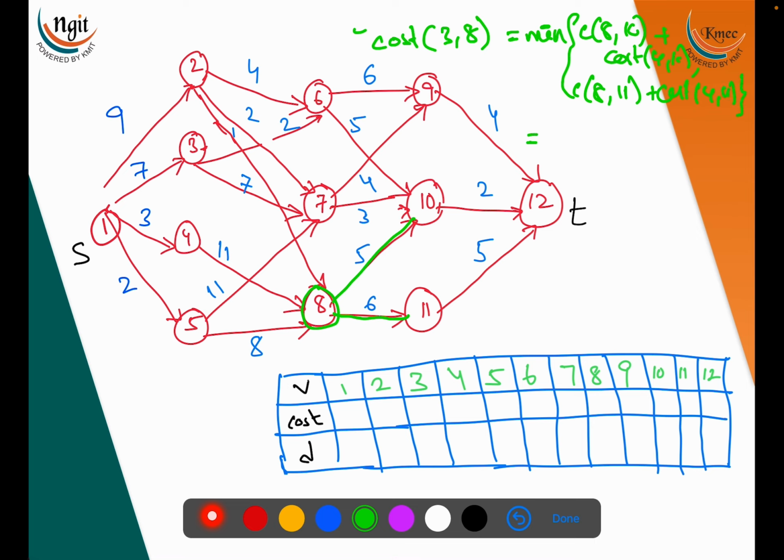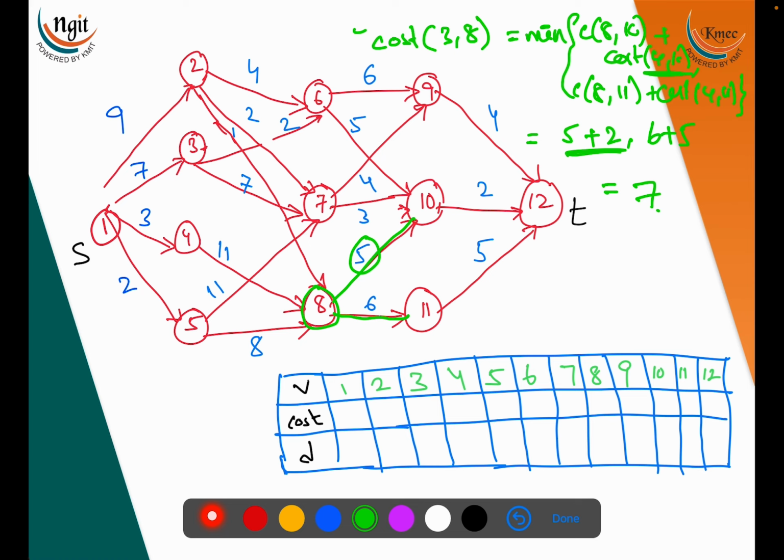Now minimum is equal to: 8 comma 10 value is 5. Now write 5. 5 plus cost 4 comma 10 value is 2. 5 plus 2 is 7. And this value is 6 plus 5. So now the minimum is what? 7. Which vertex gave the minimum value? The 10th vertex gave the value. So update your table.